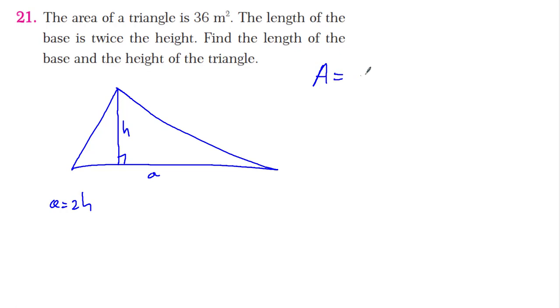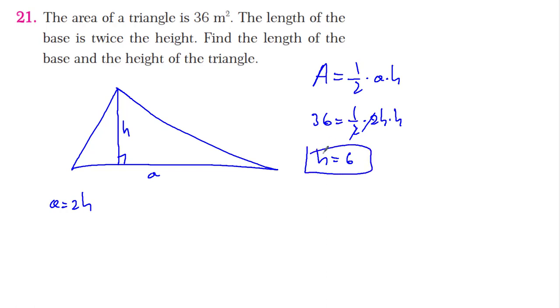The area of a triangle is 1 over 2 times base times height upon that base. It's given that it's 36, so 1 over 2 times 2h times h. Cancel, cancel, that means h is 6. If h is 6, you get that A is 2 times 6, 12.